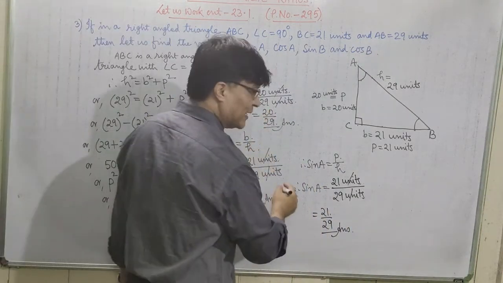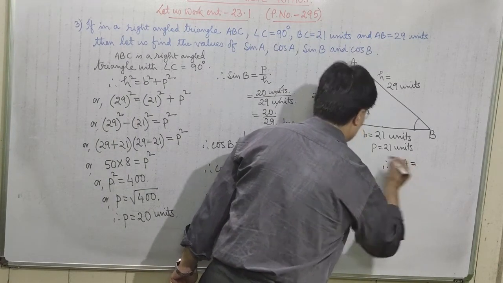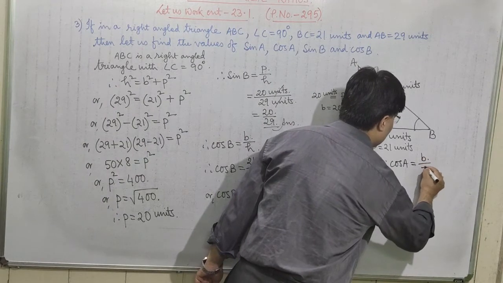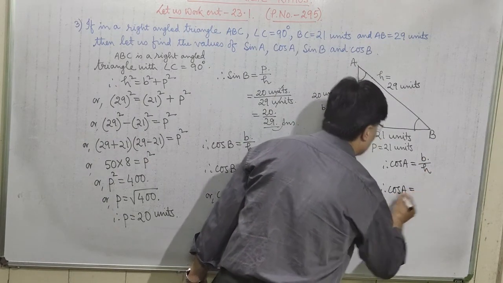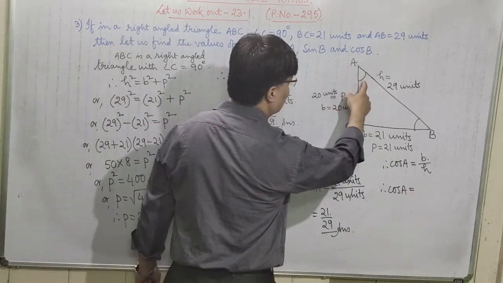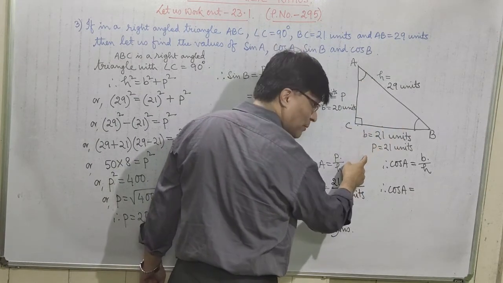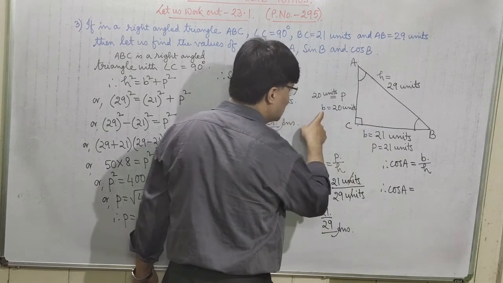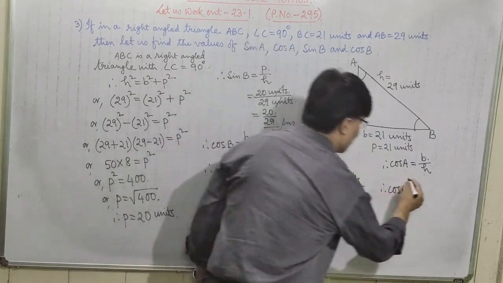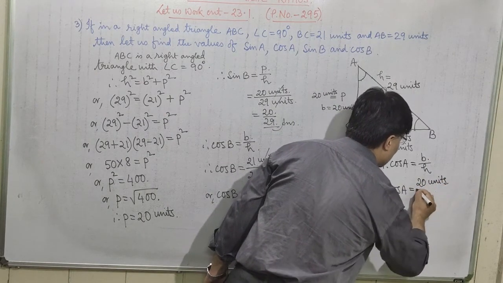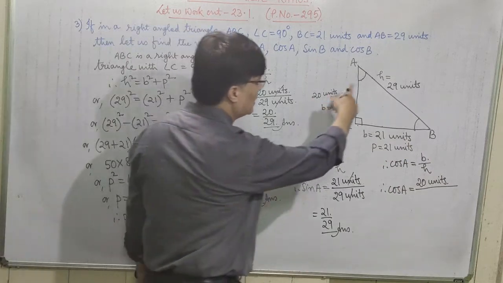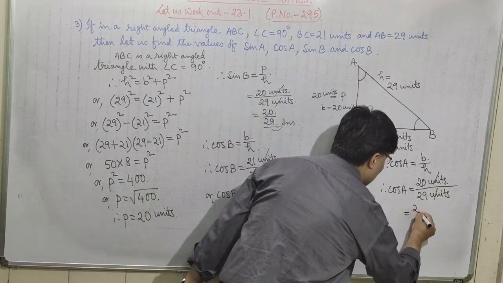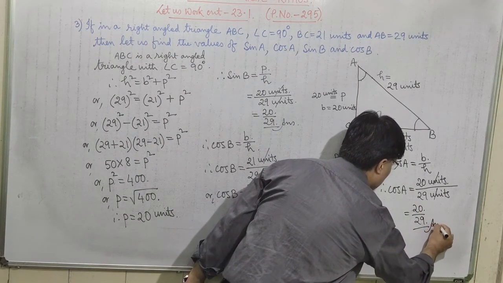Okay. Now let us find out cos A. So cos A is equal to, what is cos A equal to? Cos A is equal to base upon hypotenuse. So this is B by H. Since angle A is considered, the side opposite to this angle A is BC. This will be the perpendicular. This is the base. Here what is the base? 20 units. So let us write here 20 units. So this is 20 units divided by, which is the hypotenuse here? It is 29 units. So units get cancelled. So what is the answer? It is 20 by 29. So this is the final answer.